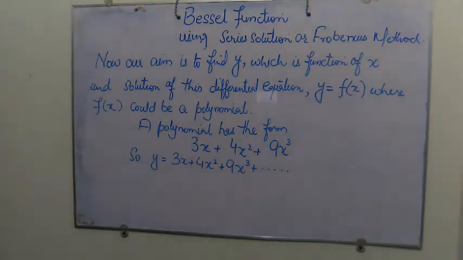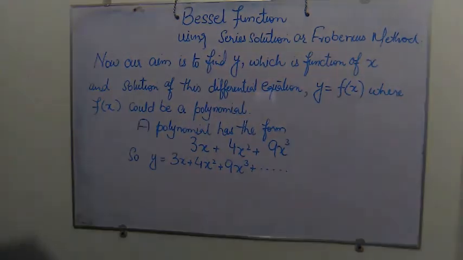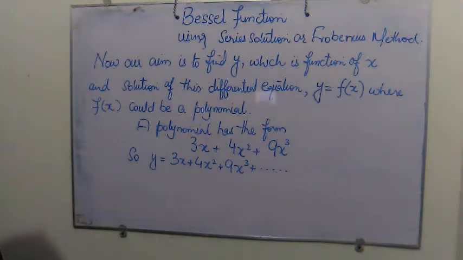Now our aim is to find y, which is a function of x, and the solution of this differential equation, y is equal to f of x, where f of x could be a polynomial. We know that a polynomial has a form such as 3x plus 4x square plus 9x cube and so on. So y is actually a polynomial.